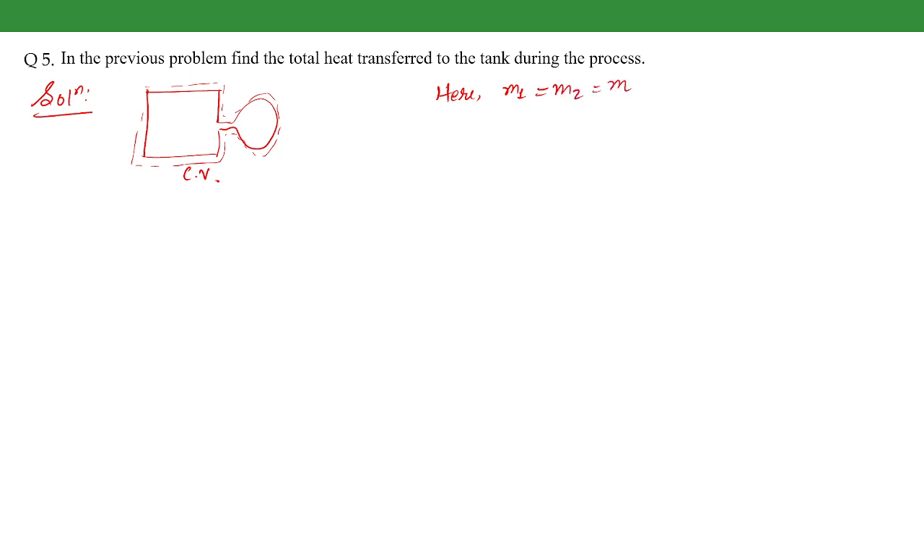In the previous problem, we have to find what is the heat transfer during the process. So now we are considering the tank and the balloon as the control volume. This is the control volume. Here the mass m1 is equal to m2 is equal to m, that is, no mass is exiting the control volume, and mi is equal to me. No mass is entering or leaving the control volume.